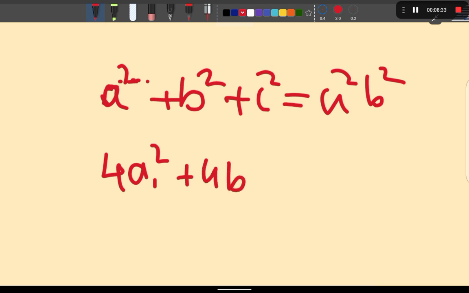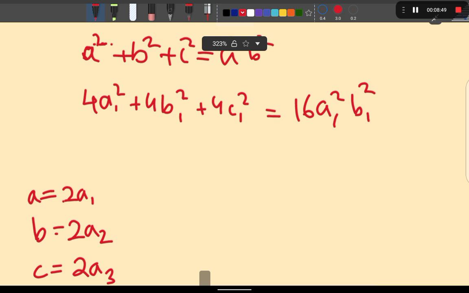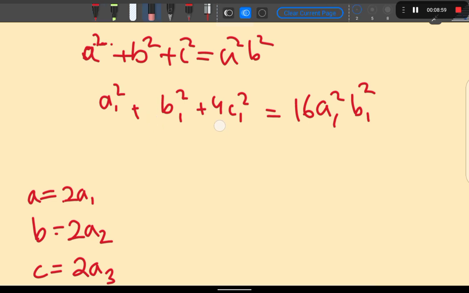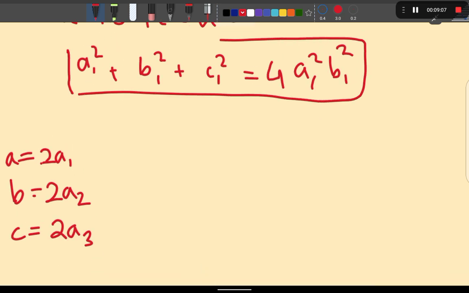so 4a1 square plus 4b1 square plus 4c1 square equals 16 a1 square b1 square. So we can divide by 4 on both sides and we will get a1 square plus b1 square plus c1 square is equal to 4 a1 square b1 square. So now again, this is the same equation as before. We just have a 4 here and different variables.